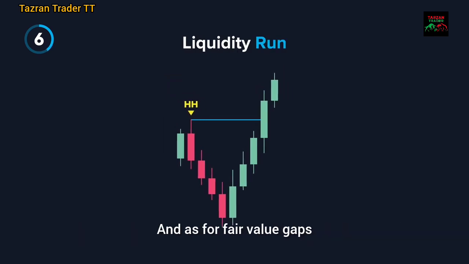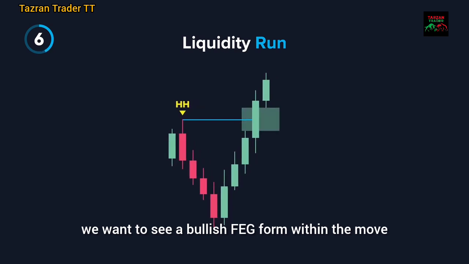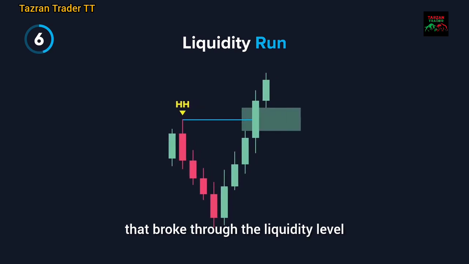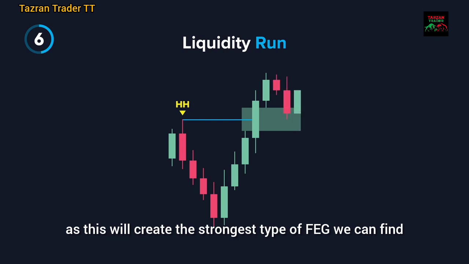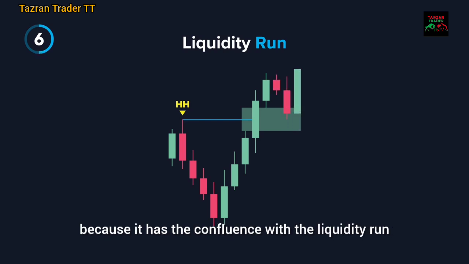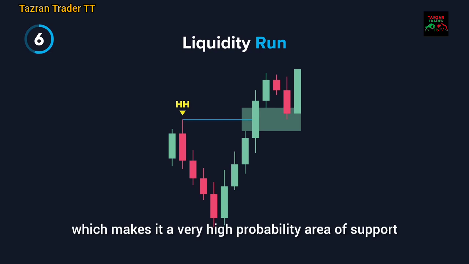And as for fair value gaps, we want to see a bullish FVG form within the move that broke through the liquidity level, as this will create the strongest type of FVG we can find, because it has the confluence with the liquidity run, which makes it a very high probability area of support.